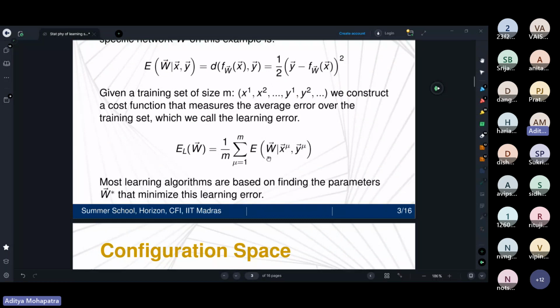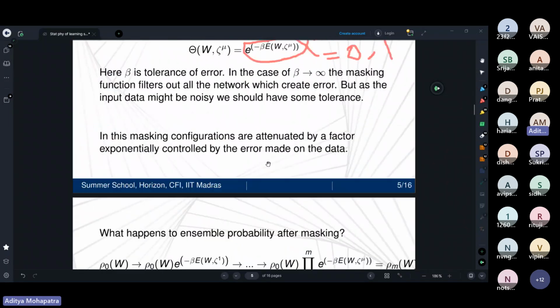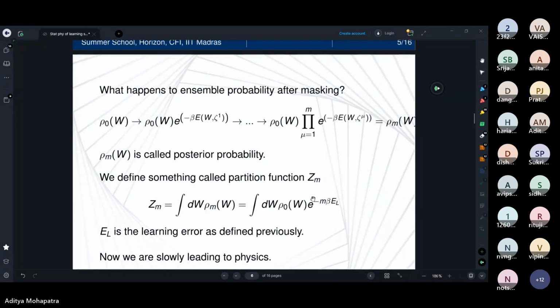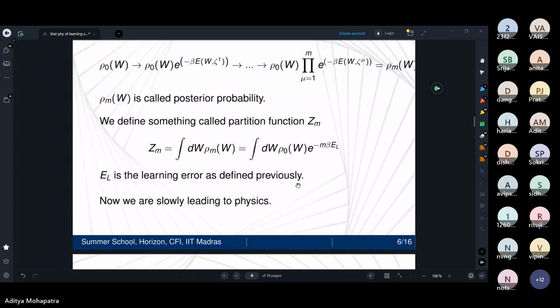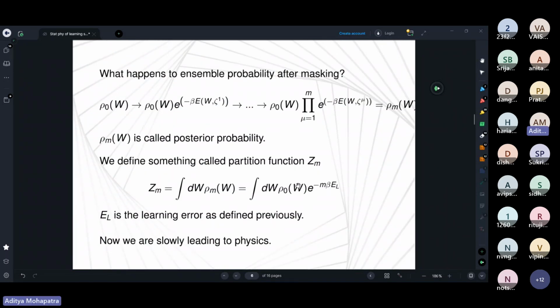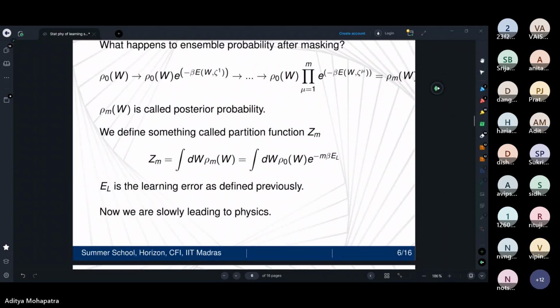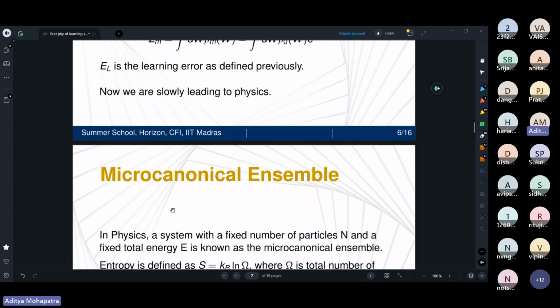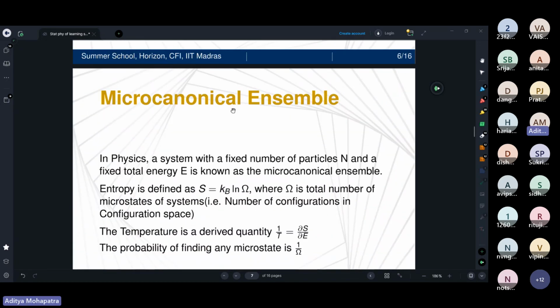And see here, the average of this thing, so you just multiply m here, and beta EL. Is it clear now? This thing is quite popular in physics and statistical physics, especially the partition function. You can text if it is unclear or clear. I'll go to the next slide, or if anyone has any doubt, just text it.